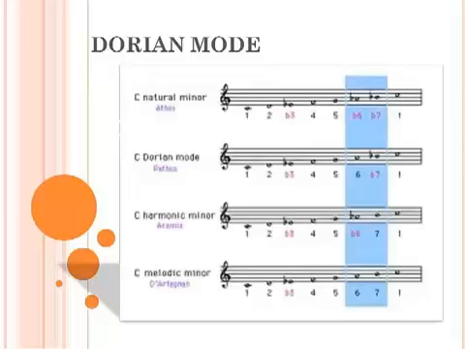You can transpose the Dorian mode to any key. Just remember to adjust the tones and semitones or whole steps and half step patterns so that they are the same as if you started your scale on D.